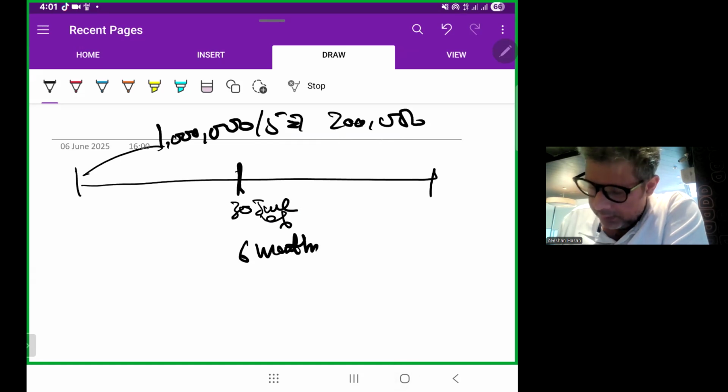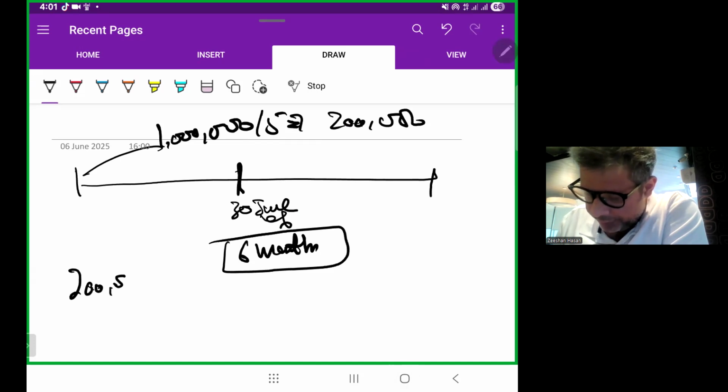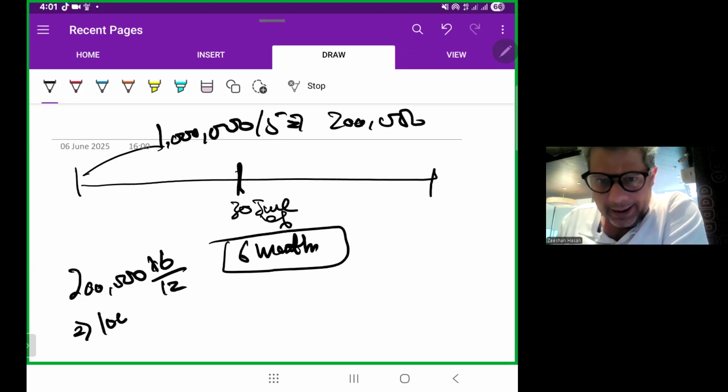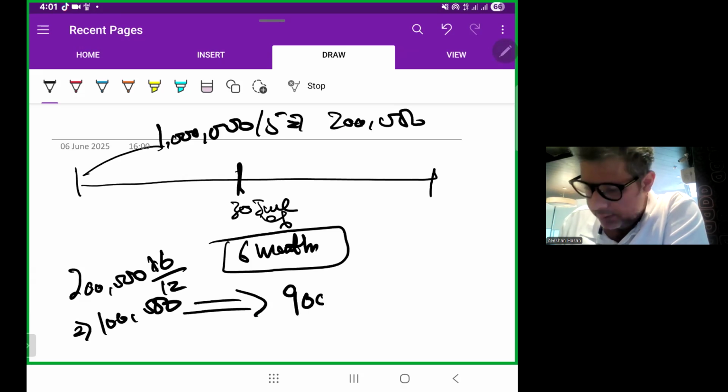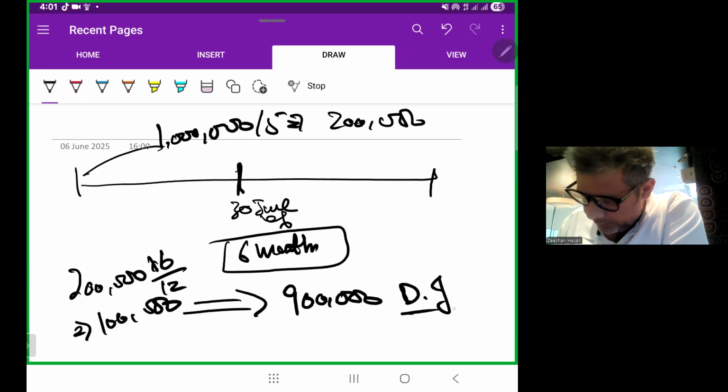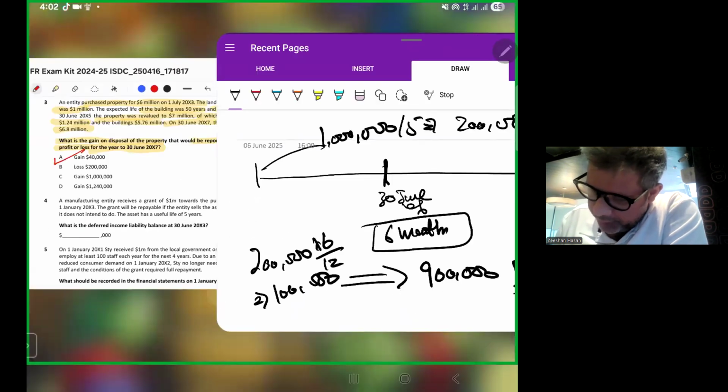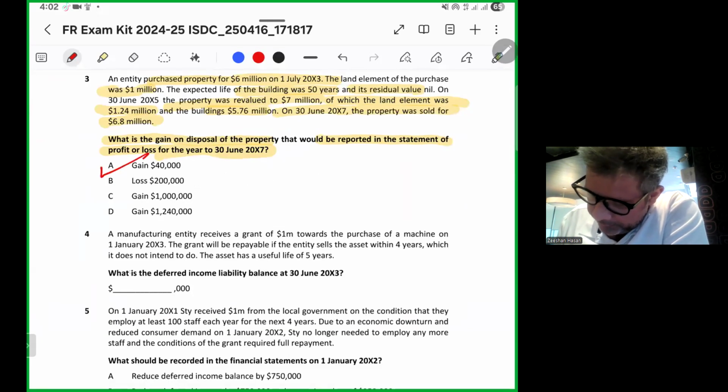How? For a full year, it's 200,000, right? So it's 6 divided by 12, and 100,000 has been released. This leaves 900,000 in deferred income. So our 900,000 is our deferred income, right? So the answer is 900,000.